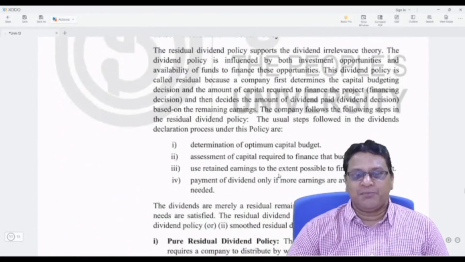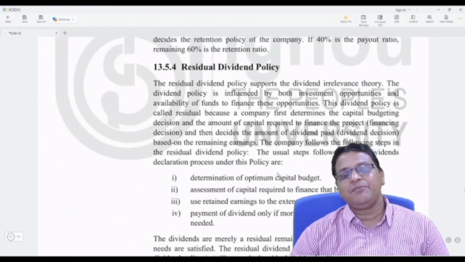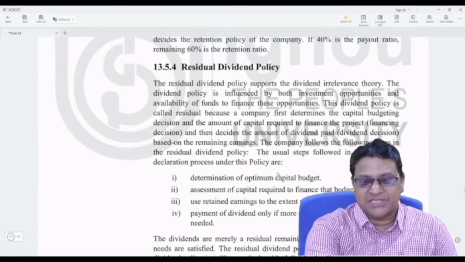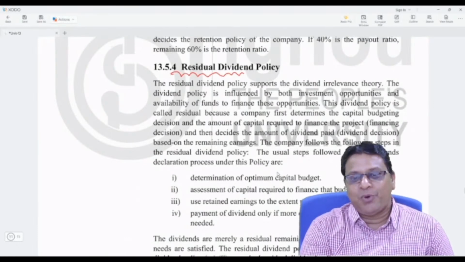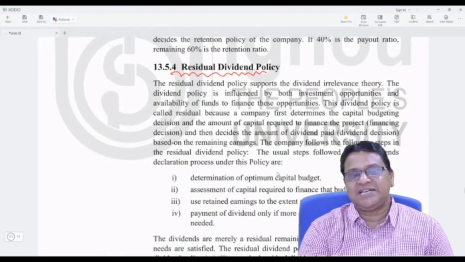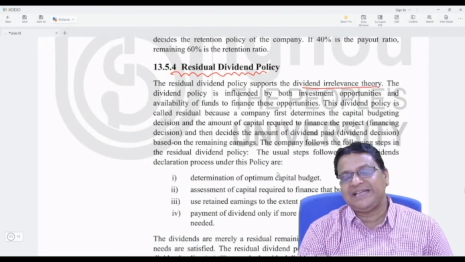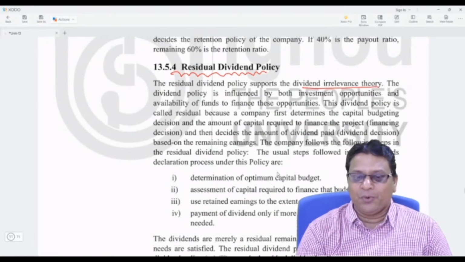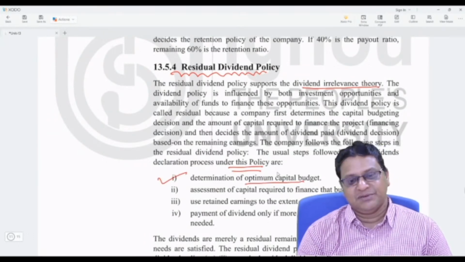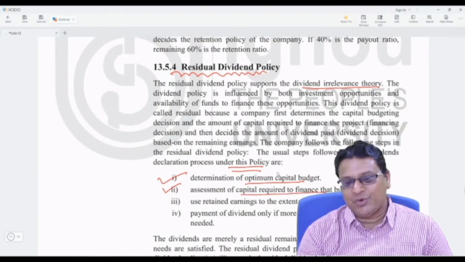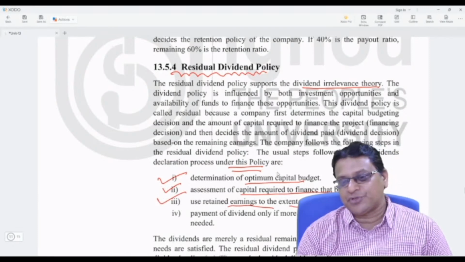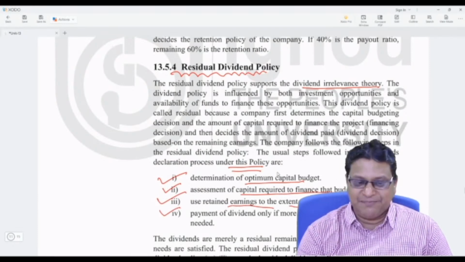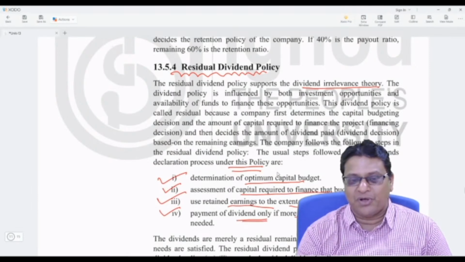Another policy is there. That policy is residual dividend policy. What is residual dividend policy? In case of residual dividend policy, the company follows the following 4 steps. The residual dividend policy supports dividend irrelevance theory. There we follow the following steps. First, we determine the optimum capital budget. Then we assess the capital required to finance the budget. Then we use retained earning to the extent possible to finance the project. And the rest, if any profit remains, it will be used for dividend.